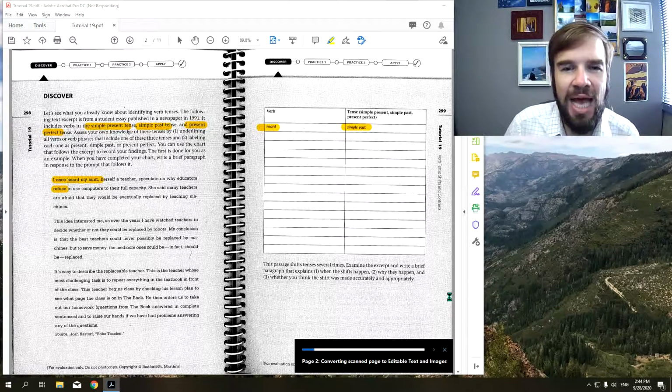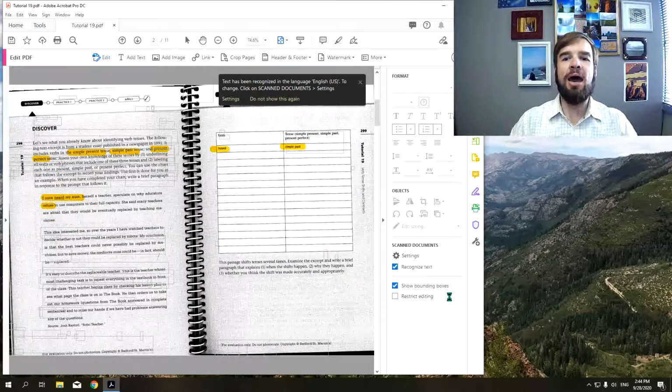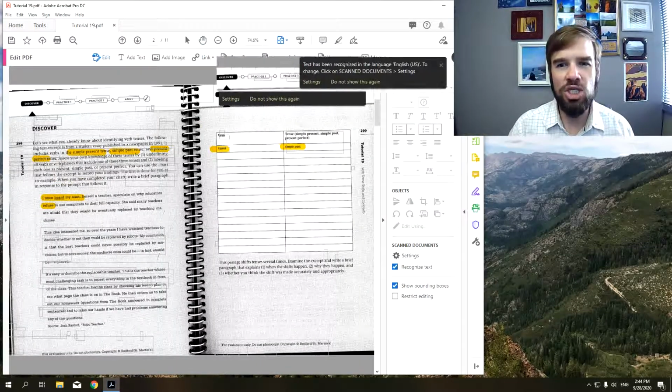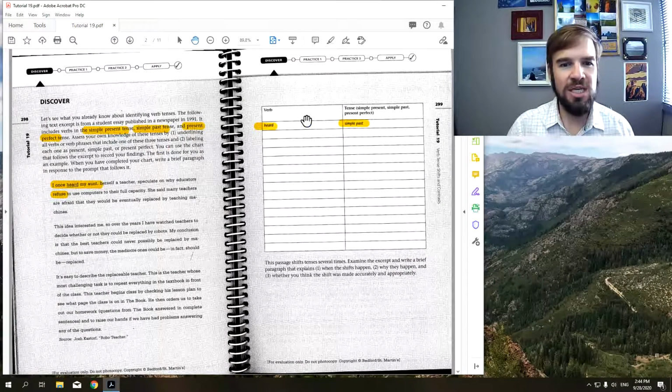And again, remember, this activity is asking you to focus on how different verb tenses change, even in the same sentence, right? We have a sentence with the simple past at the beginning, and then we have an example of a clause that has a new subject and a new verb tense, refuse. So here you'd put refuse, and here you'd put simple present.